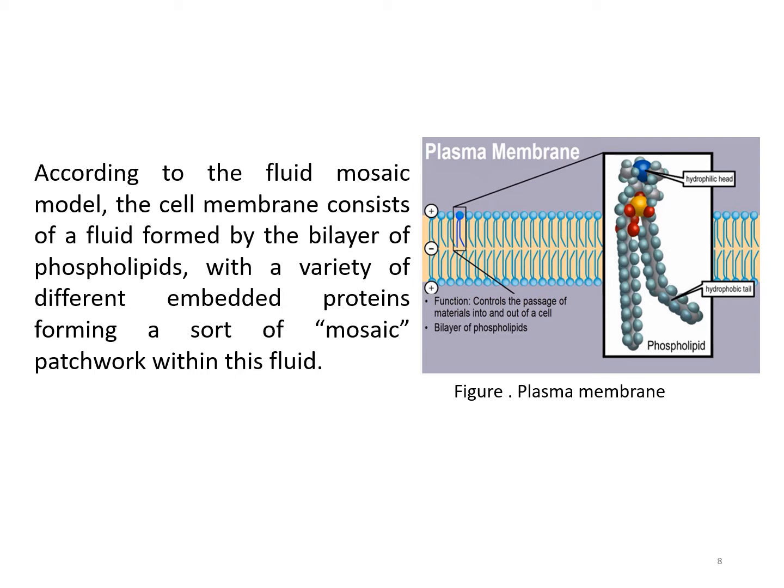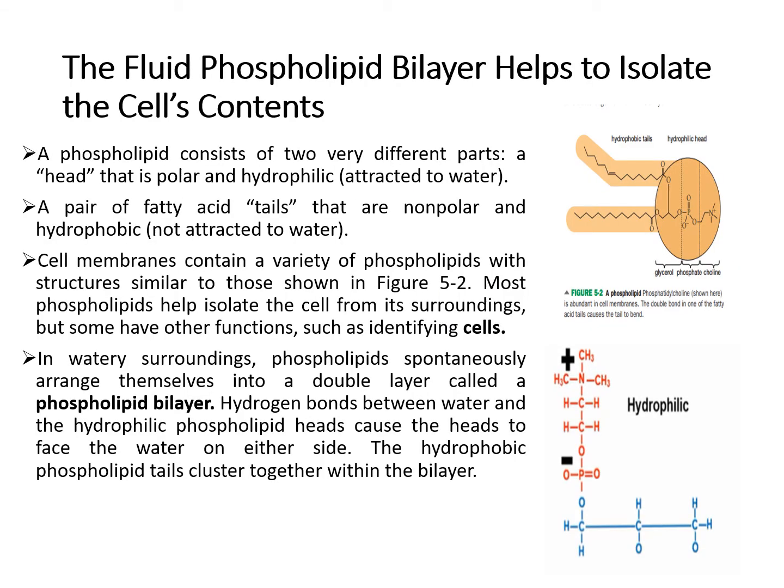According to the fluid mosaic model, the cell membrane consists of a fluid formed by a bilayer of phospholipids with a variety of different embedded proteins forming a sort of mosaic, which means a patchwork, within this fluid. A phospholipid consists of two very different parts. A head that is polar. What is a polar molecule? One where one area has a positive charge while another area has a negative charge. You can see in the lower picture, it consists of a phosphate group and glycerol and is hydrophilic in nature, meaning attracted toward water, and a pair of fatty acid tails that are non-polar and hydrophobic in nature.